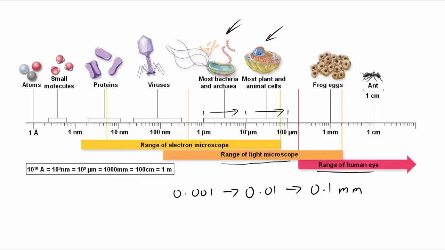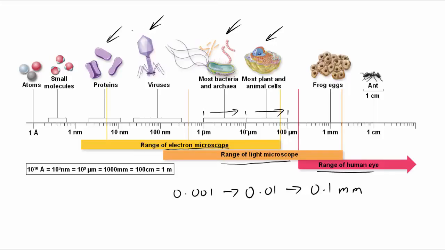To see plant and animal cells, bacteria cells, and anything smaller than this in greater detail, you need to use an electron microscope. This will enable you to start seeing things such as viruses or even proteins that make up part of the cell membrane.